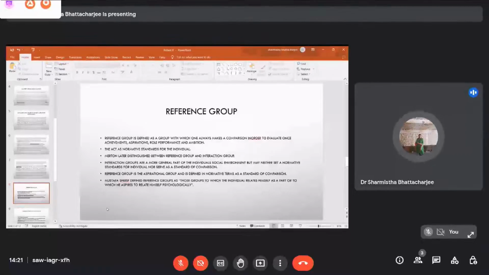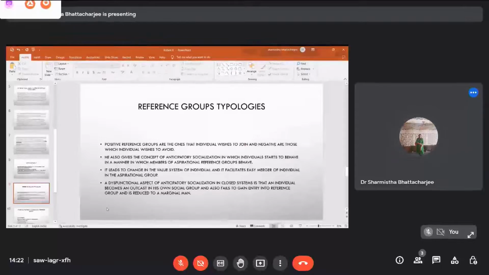Interaction groups are generally part of an individual's social environment but may not serve as a standard of comparison. A reference group is an aspirational group and is defined, in normative terms, as a standard of comparison. Muzafer Sherif defined reference groups as groups to which individuals relate themselves as a part, or to which they aspire to relate themselves psychologically. What are the reference group typologies?